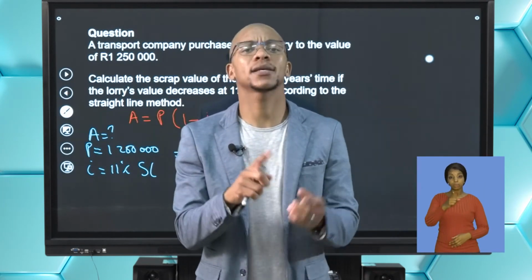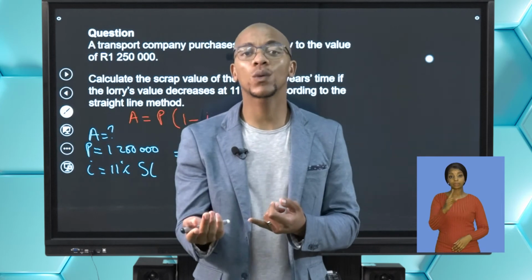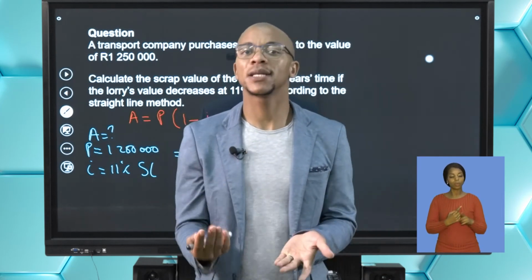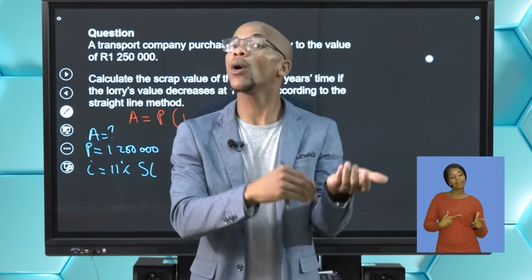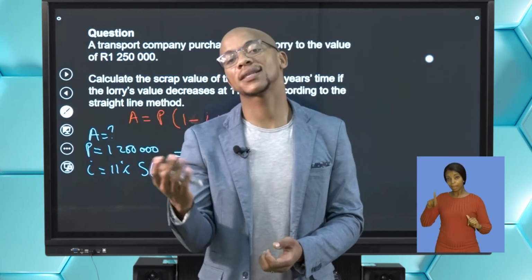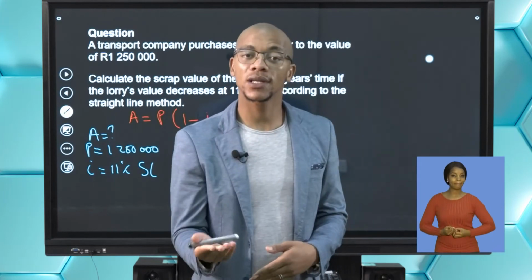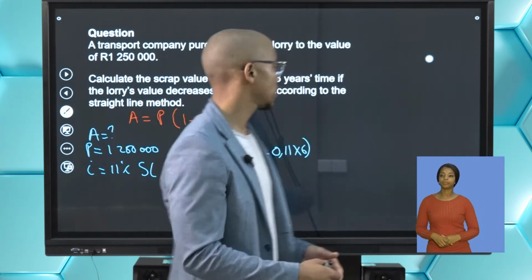So remember again, I said the A value will always be less than the P value. Why? Because A would be the scrap value or the book value or the trade-in value, whereas the P value will be what you bought it with, or your principal amount.